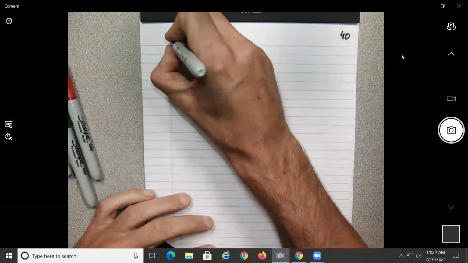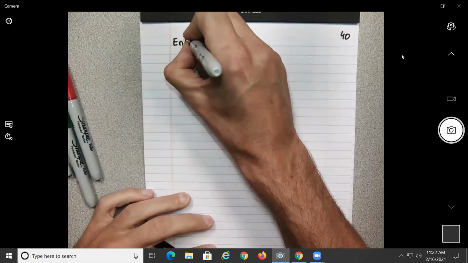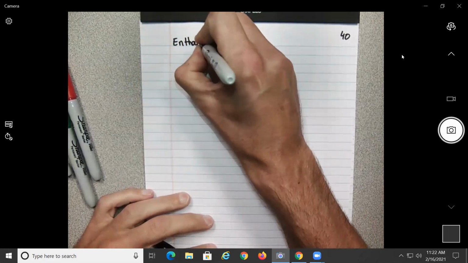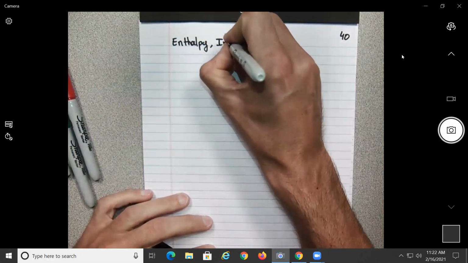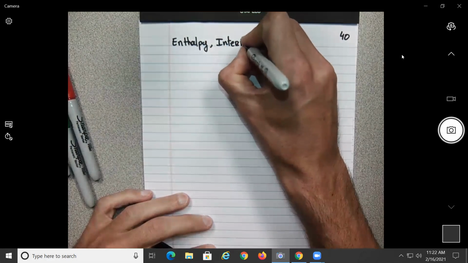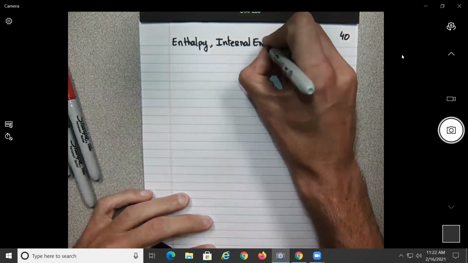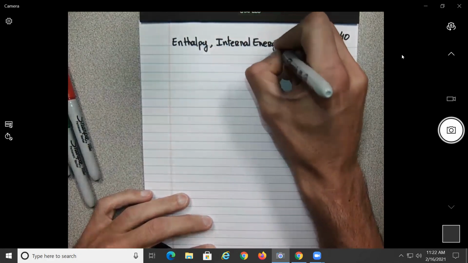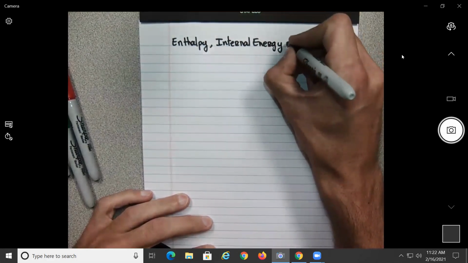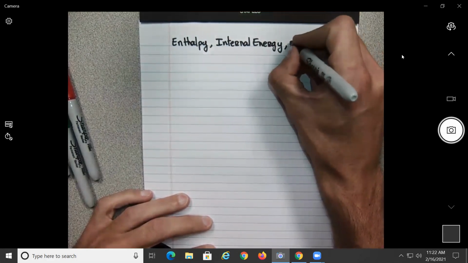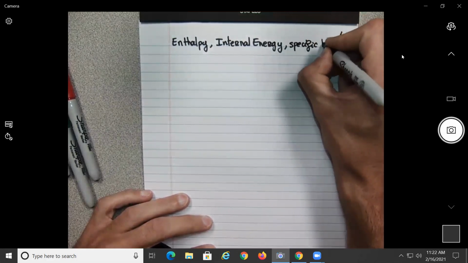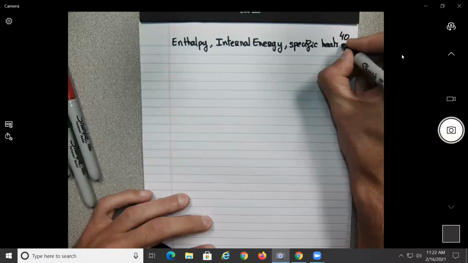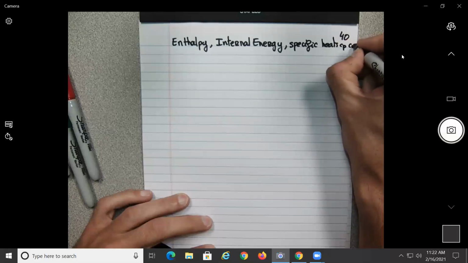Okay guys, so today we're going to look at the concept of enthalpy. We're going to relate it to internal energy. And we're going to look at the specific heats, Cp and Cv.